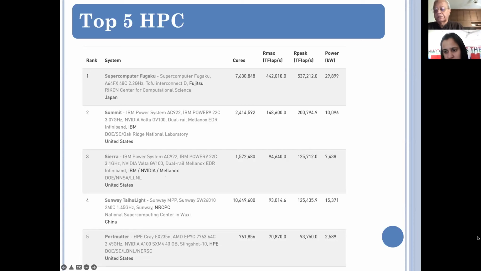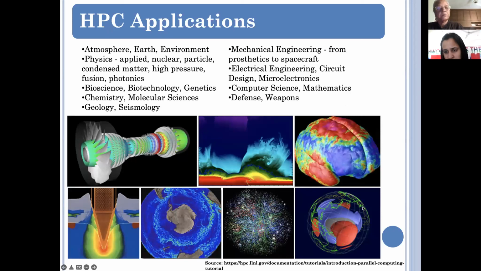Based upon the data of top500.org, there are a lot of applications that can be solved. These supercomputers solve atmospheric problems, and other problems related to physics, biosciences, chemistry, air defense, and electronic engineering, mechanical engineering. So we have a lot of applications from all engineering and sciences domains.